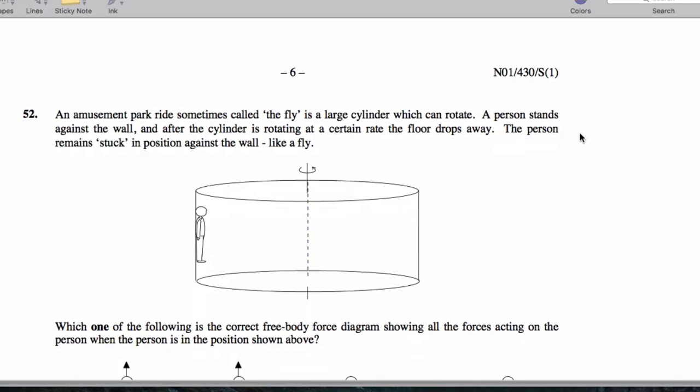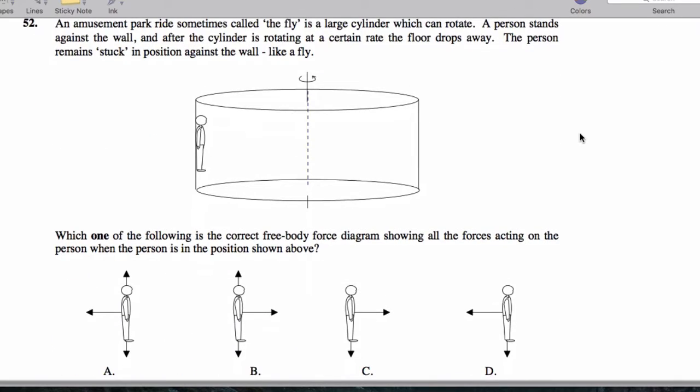All right, 52. Okay, this is the classic situation. This person is moving in a circle. Ignore your intuition. Okay. There is a force directing this person towards the circle. So there's the force directing them towards the center of the circle. There is a friction force pointing up. This is the reaction force from the wall, the normal reaction force, and then there's their weight moving down.